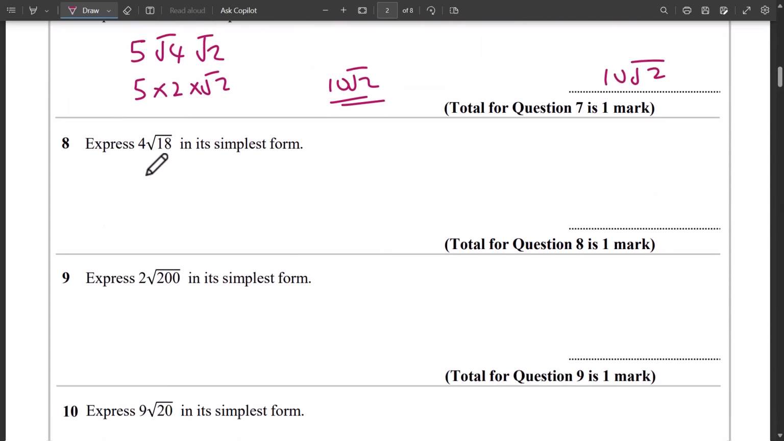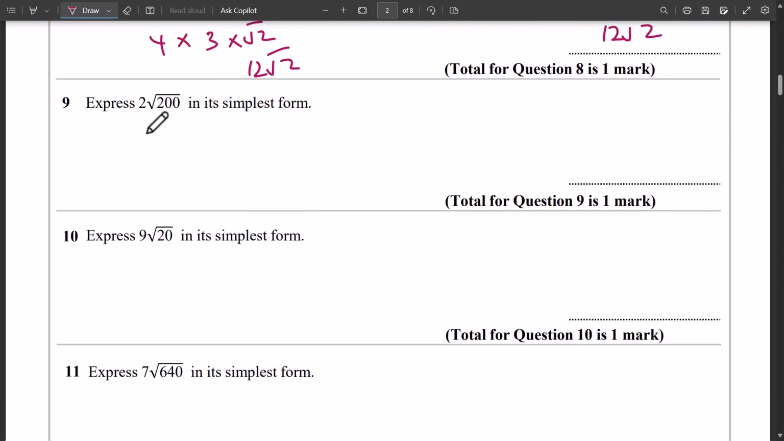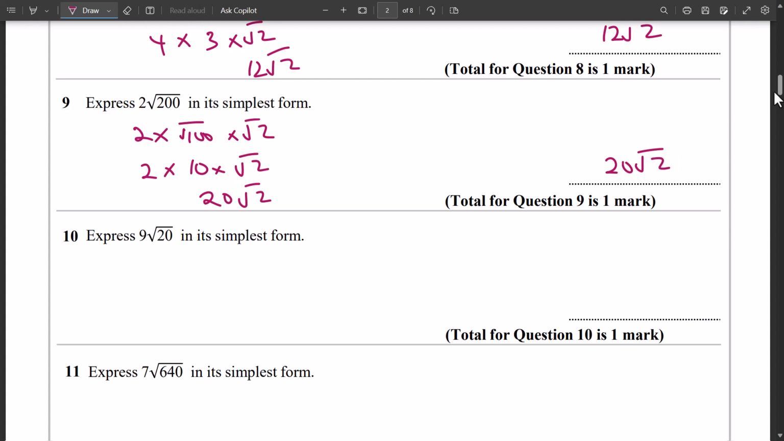And for this, we can also do the same. 4 root 18 will be simplified as root 9 times root 2. Root 9 is 3 times 4 and times root 2, which will reduce to 12 root 2. And for this, you can simplify by going like 2 and simplify root 200. That's root 100 times root 2, and root 100 is 10 times this 2 here times this root 2. So the answer is going to be 20 root 2.